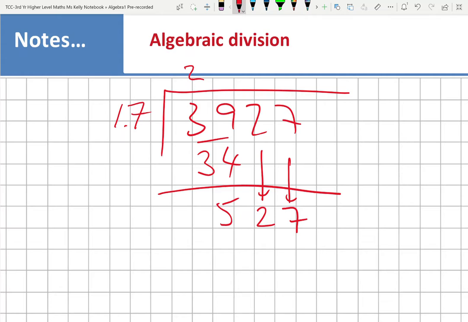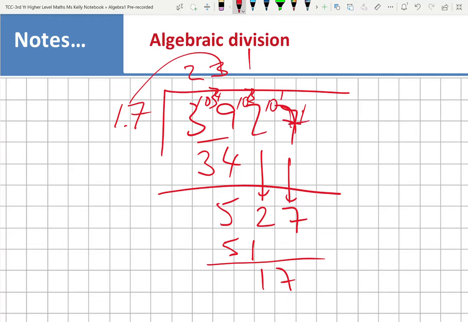17 into 52 goes 3 times. There's a multiplication coming out this way. You have 17 left, and the answer is 1. Except instead of being 10 to the 4, 10 to the 3, 10 to the 2, 10 to the 1, and 10 to the 0 for the 7, it's x's. So you've got a long division technique.